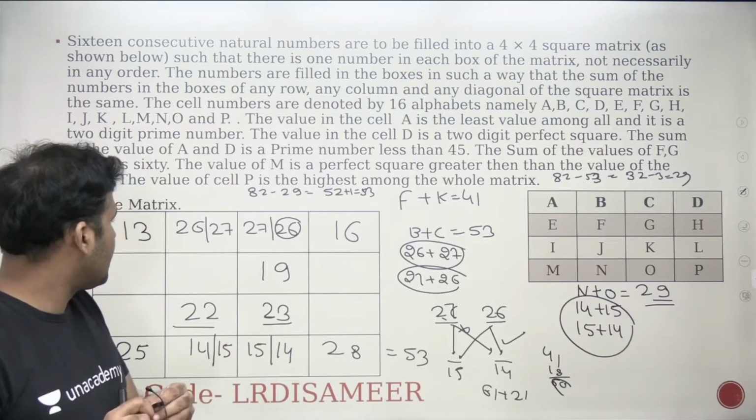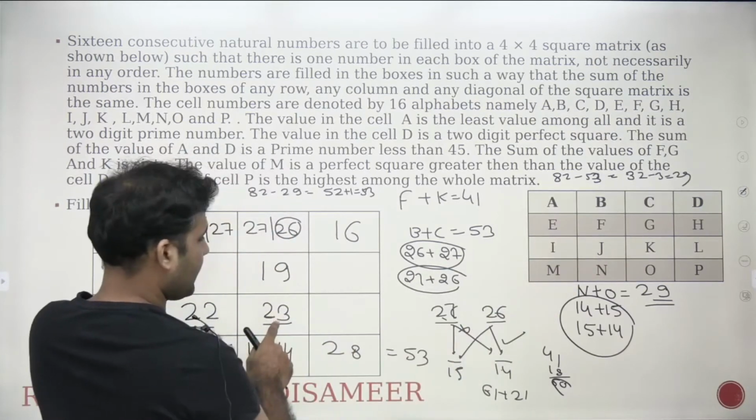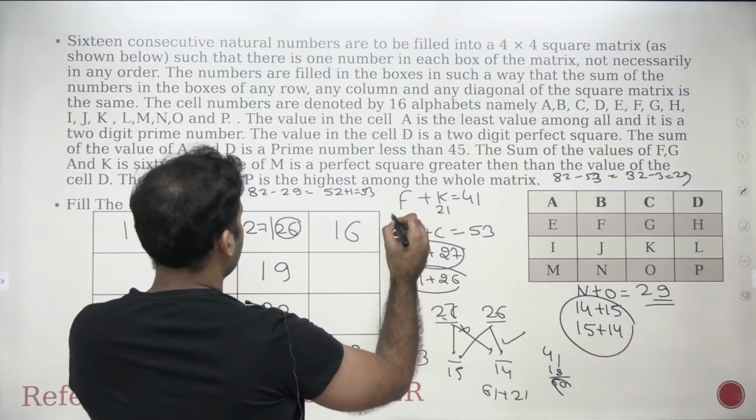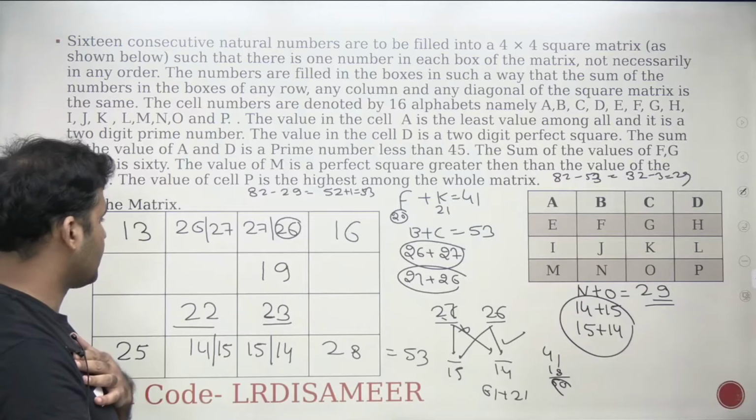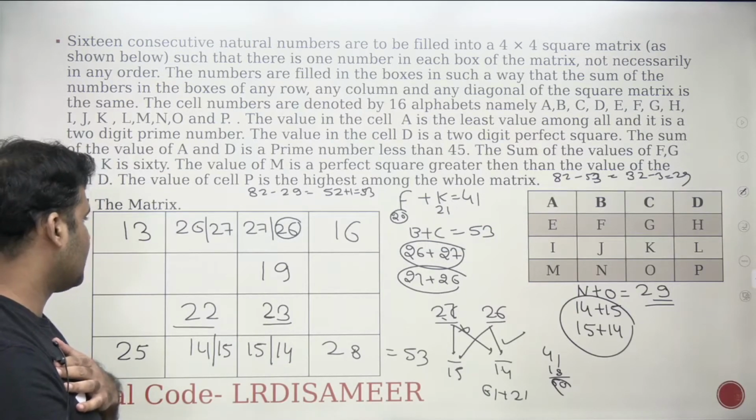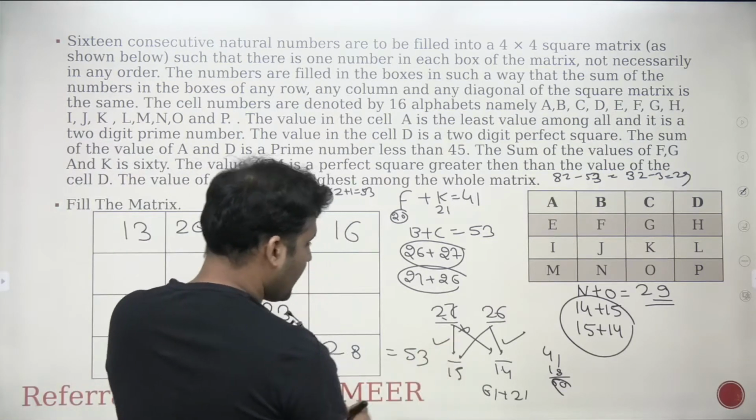That means if I'm taking k as 21, this number is k, right? So if I'm taking k as 21, in that case f will be 20. Will this work? Yes, this can work also, right? So this is again a possible combination. So we have this possibility to work.